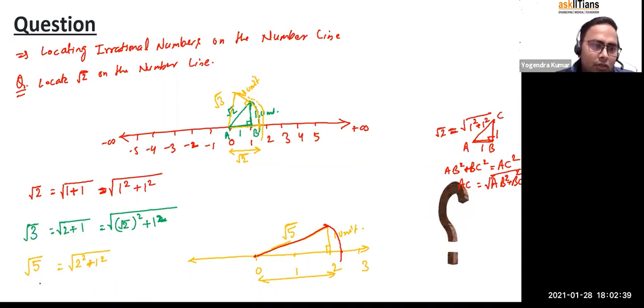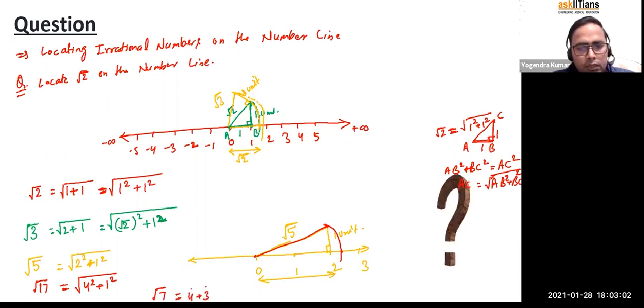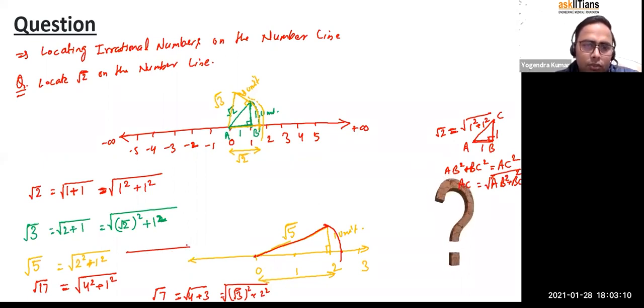You can do it for bigger numbers also. Suppose root 17 is there. So what will you do? Root 17 is 4 square plus 1 square, right? So 4 units and then 1 unit we can make. Okay, root 7, how will we do root 7? So you can do 4 plus 3, which is root 7. So you need to make root 3 square plus 2 square, right? Like that you can make. This is how you can break down every number, and this is how we are going to represent irrational numbers on the number line. I hope it is clear.